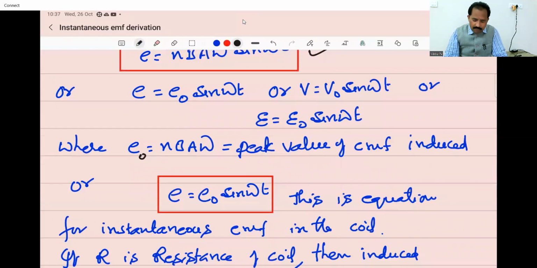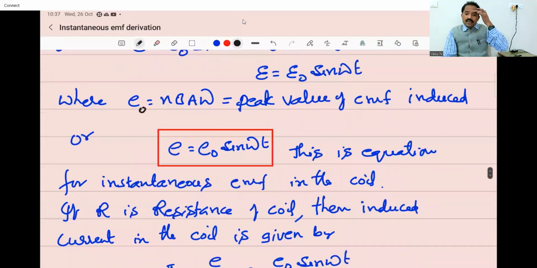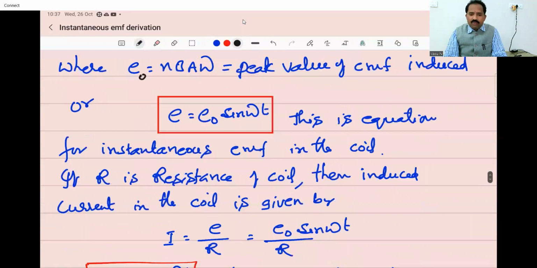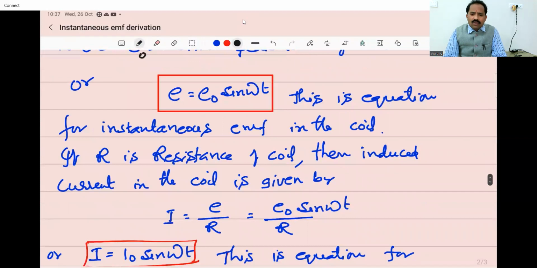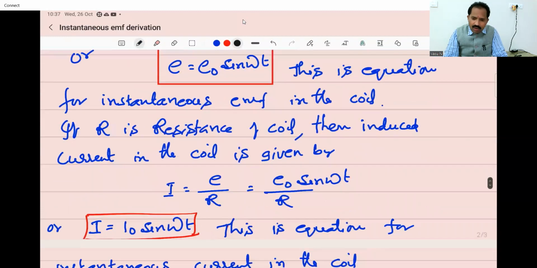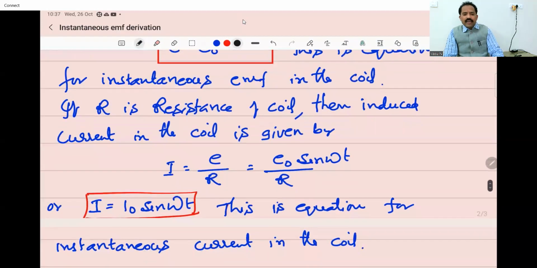Suppose R is the resistance of the coil, then the induced current in the coil is given by, you know well from Ohm's law, I is equal to E by R. Now substitute for E, E naught sin omega t by R. Now I can replace E naught by R as I naught. Now I is equal to I naught sin omega t. So this equation represents the instantaneous current in the coil.